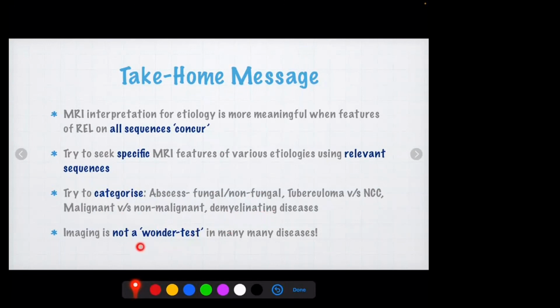And lastly, only Ramdev Baba's drugs are 100% treating. I mean, at least imaging is not a wonder test. In many diseases, it has its own limitations. We should understand where it is helpful, where it is not, and that's all I would say. Yeah, thank you.